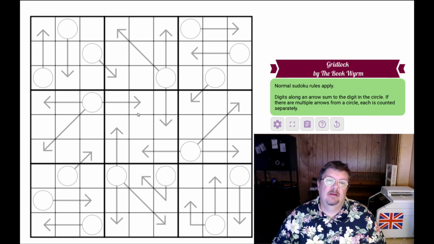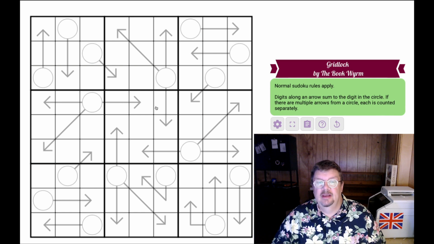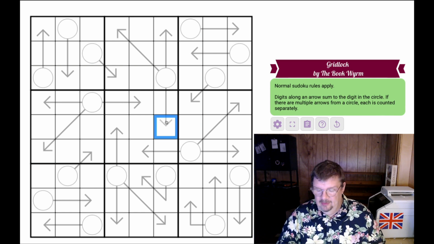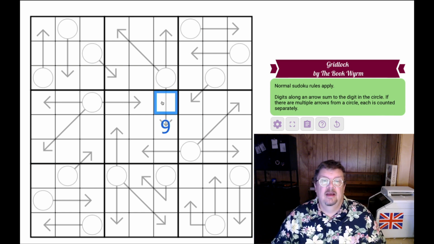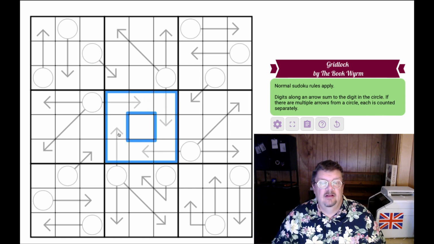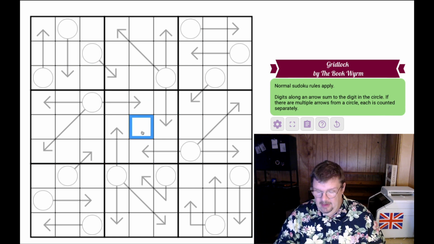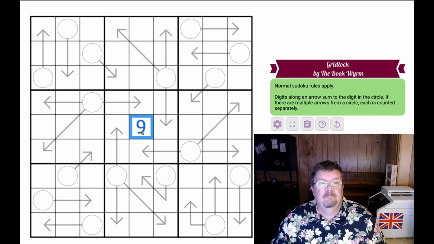Where do we start? Well, first of all, 9s cannot go on an arrow that is 2 or more digits long, because if I placed a 9 here, whatever I put in here would make this 10 or more. So none of these cells can be a 9, so that must mean that is a 9.